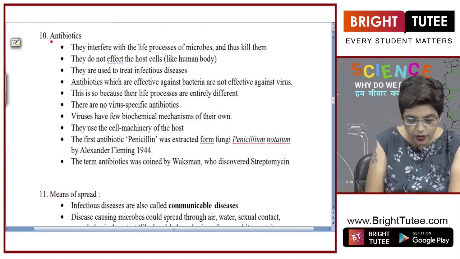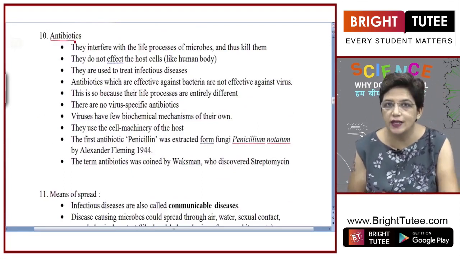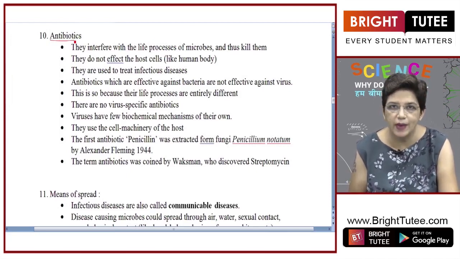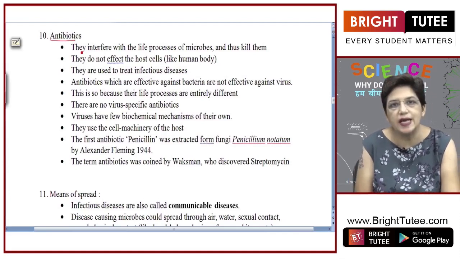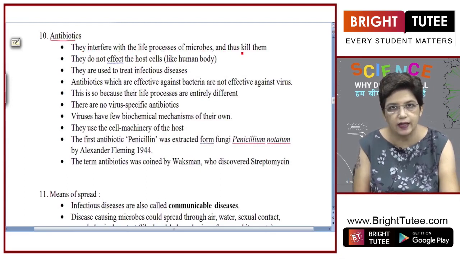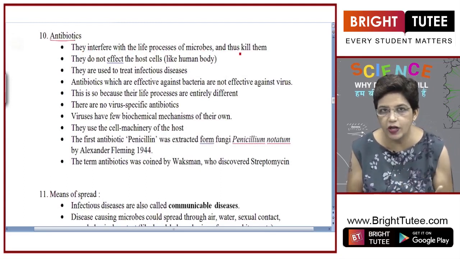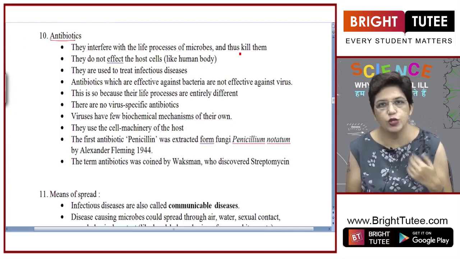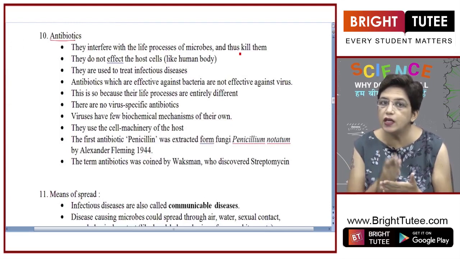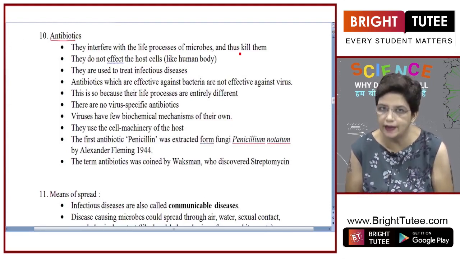Next topic is, what are such medicines which kill the microbes? Such medicines are called antibiotics. The medicines which we take to kill the microbes to treat the infectious diseases. What do these antibiotics do? They interfere with the life processes of microbes and thus kill them. Because microbes are also living organisms, there are certain pathways being carried out in them. So if a chemical interferes with their proper functioning, then these microbes eventually die out.